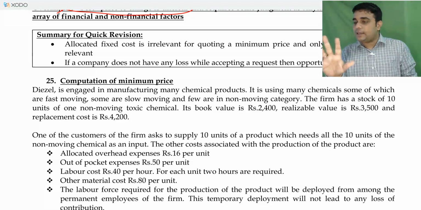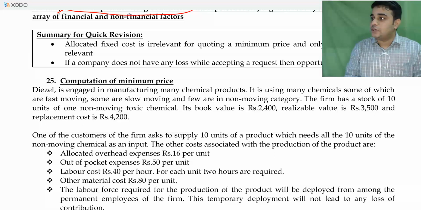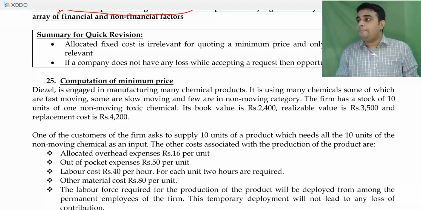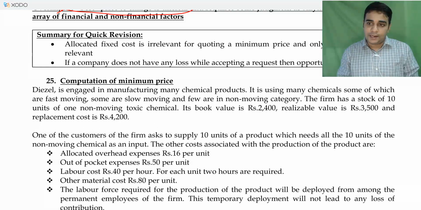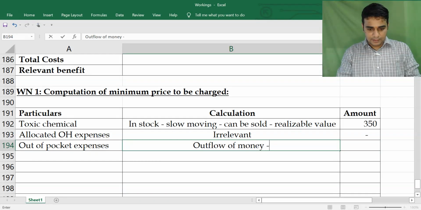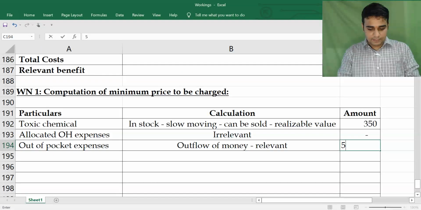For decision making they can become relevant depending on the opportunity cost principle. But out of pocket expenses are fully relevant because they involve payment to an outsider, or there is going to be an outflow of money. Outflow of money, relevant. 50.